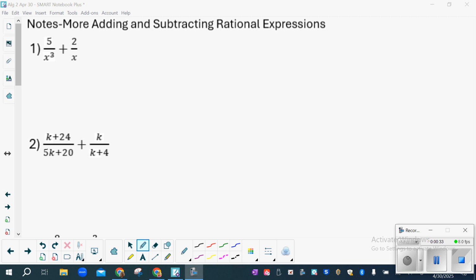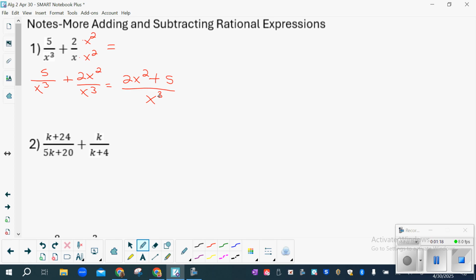Common denominator is x cubed. That's right. So then, what would we multiply x by to get x to the 3rd? Times x squared. Yes. So we get 5 over x cubed plus 2x squared over x cubed. And then this gives us 2x squared plus 5 over x to the 3rd.